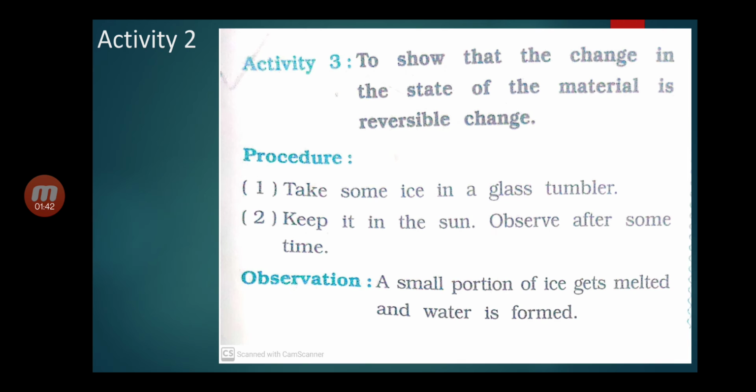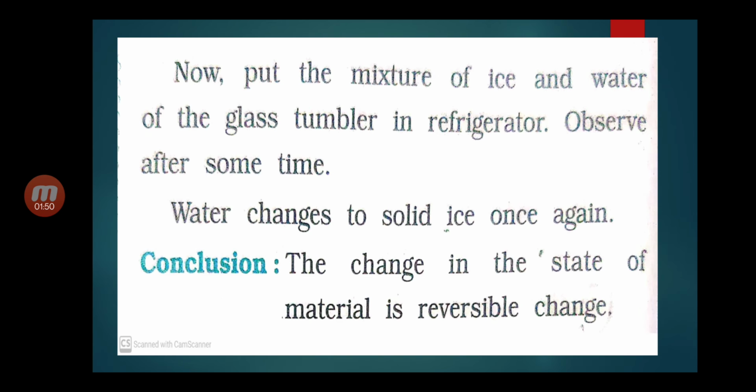Observation. A small portion of ice gets melted and water is formed. Now put the mixture of ice and water of the glass tumbler in a refrigerator. Observe after some time. Water changes to solid ice once again. Conclusion. The change in the state of material is a reversible change.